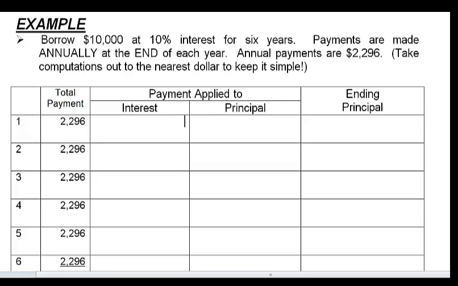For our first payment, we pay $2,296. We need to know how much of that goes toward interest. The formula for calculating interest says you're going to take your beginning principal times the annual interest rate. My beginning principal is $10,000. My annual interest rate is 10%. 10,000 times 10% says I would have $1,000 in interest for this first period.